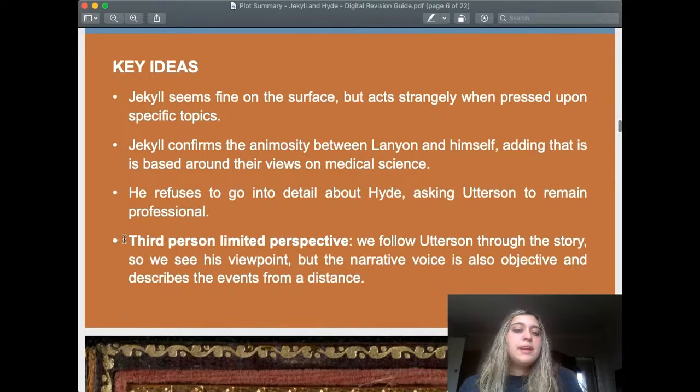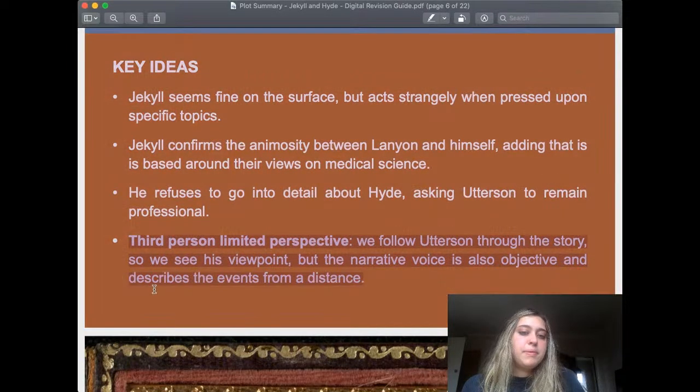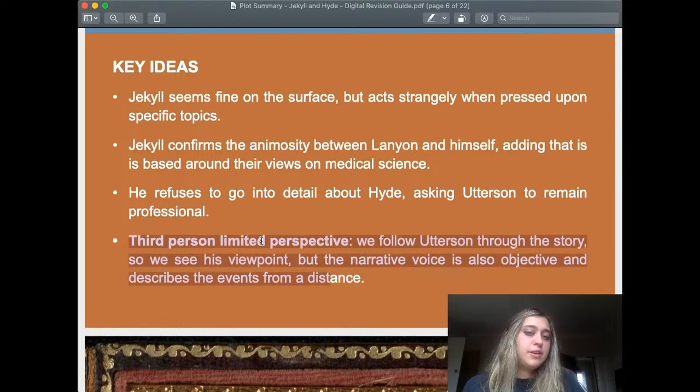So yeah, it's important actually technique-wise at this moment. I'm just going to highlight this one here. It's using third-person limited perspective. So we follow Utterson through the story. So it's written in third person, he and she, but we follow one character through the story. So our knowledge of what's going on is limited to the protagonist, to the character of Utterson.